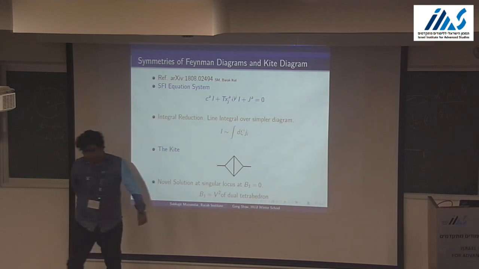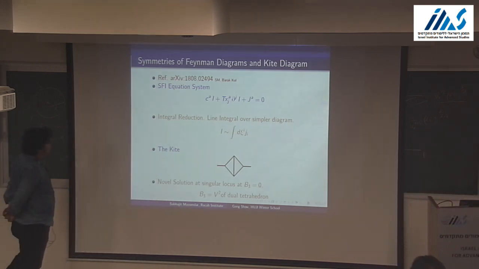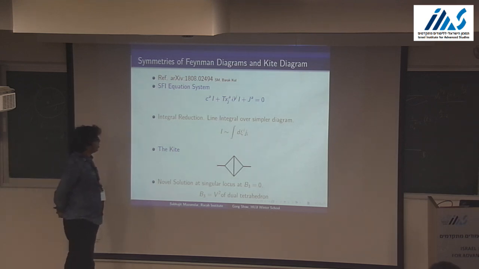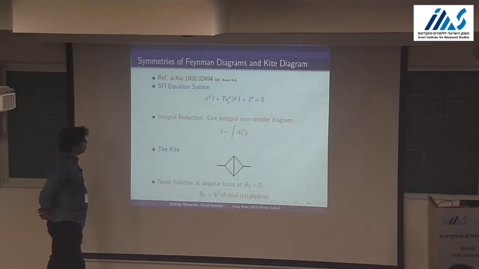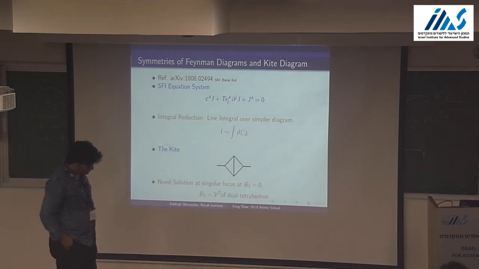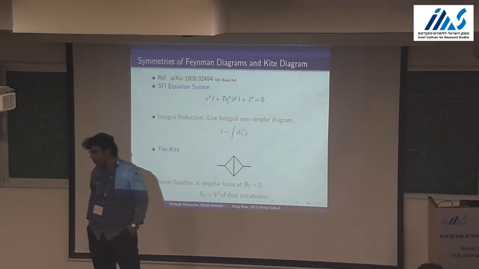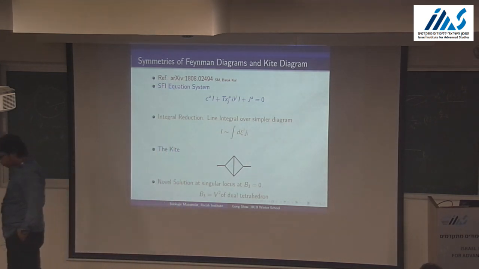Hi, I am Subhajit. I am a postdoctoral fellow at the Hebrew University, and my talk will be based on this paper written in collaboration with Barak Kol, who is my postdoctoral mentor. I will be talking about symmetries of the Feynman diagram method, which is a new general method to evaluate the Feynman integral associated with a Feynman diagram.